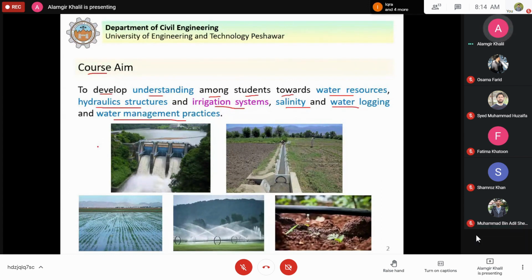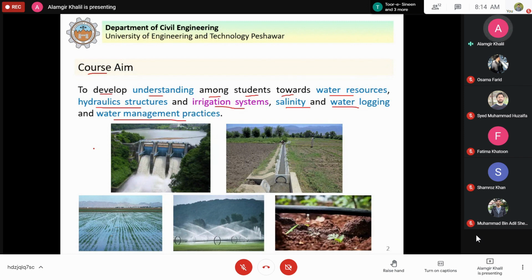When we have high flows in the river, we store that water, and during the low flows in the river, we release that water to meet the water demands. Those water demands can be domestic demand, industrial demand, irrigation demand, hydropower production. We will study dams in detail, but besides that, we have other hydraulic structures that we have to study.